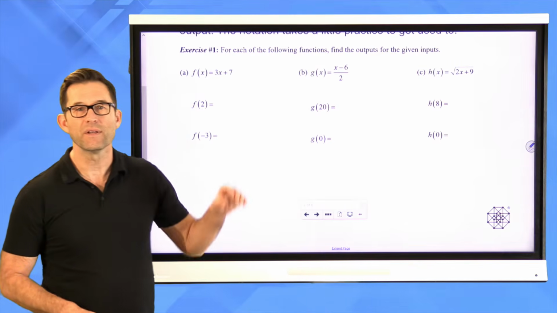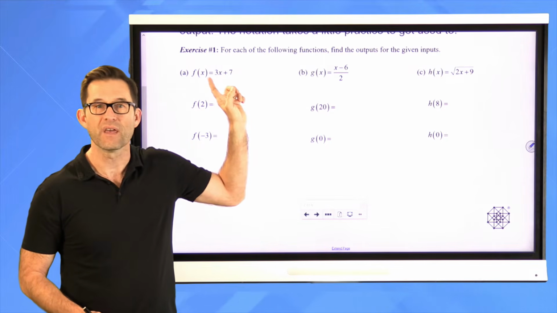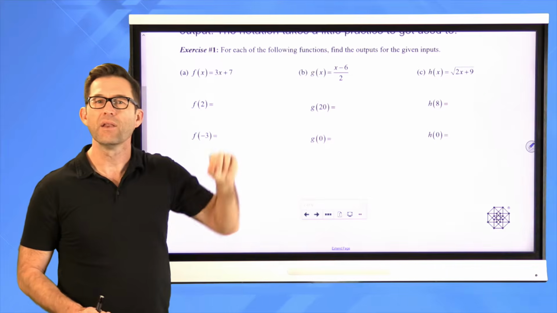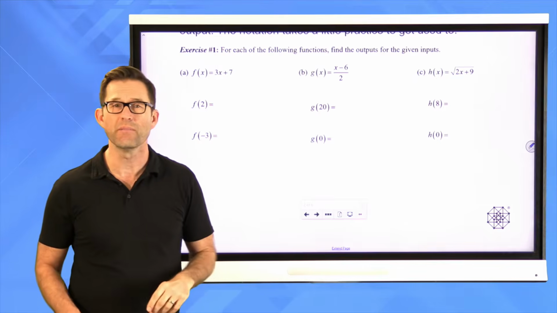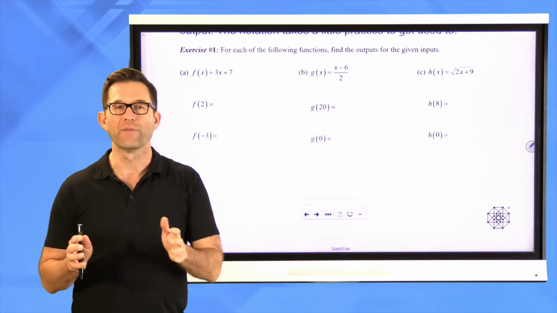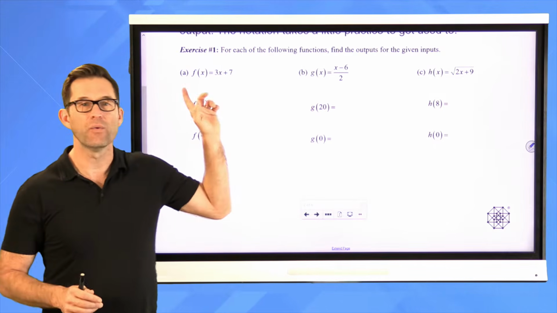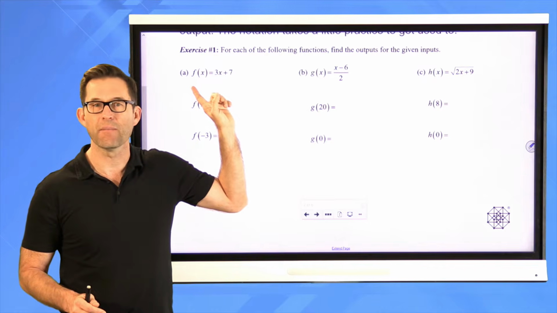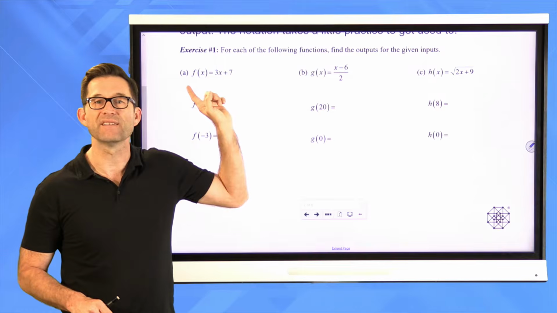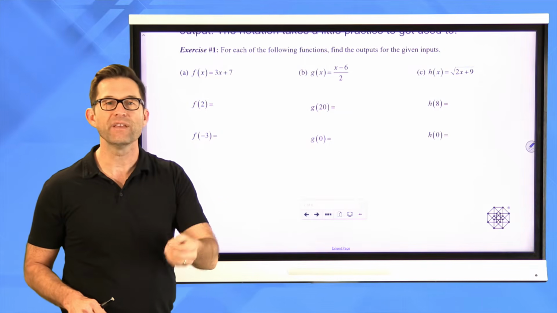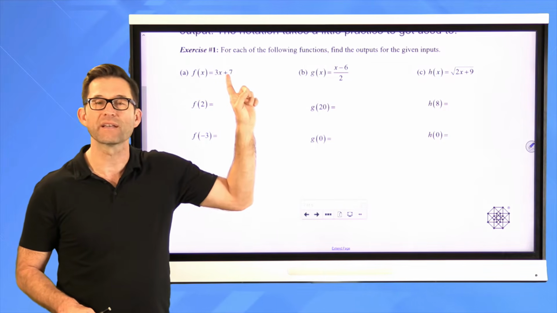Okay, so let's take a look at letter A. We see this f with a little parentheses and an x and a parentheses equals 3x plus 7. It looks a lot like we have a variable f that's multiplying the variable x, because that's typically what parentheses mean. They typically mean multiply, but they don't here. Basically, f is just the name I'm giving the function, so it's called the function f. And I actually read this as f of x. f is a function of the variable x, and the rule is 3 times x plus 7.